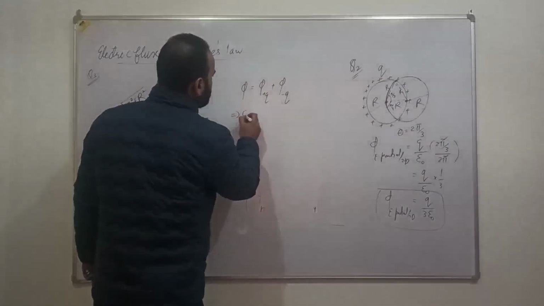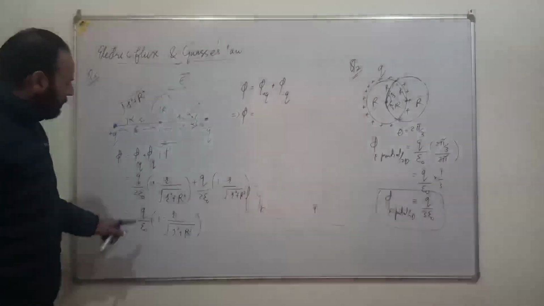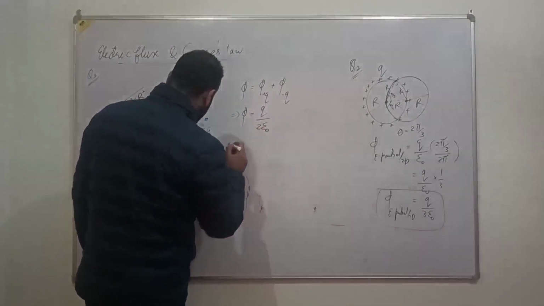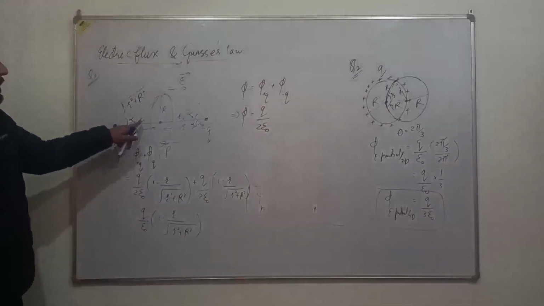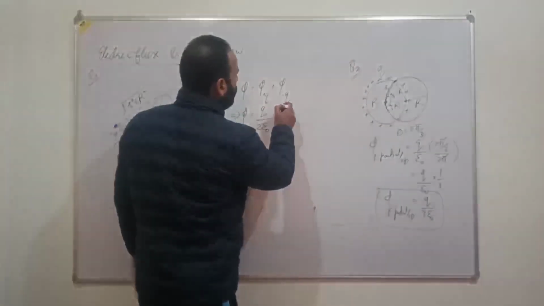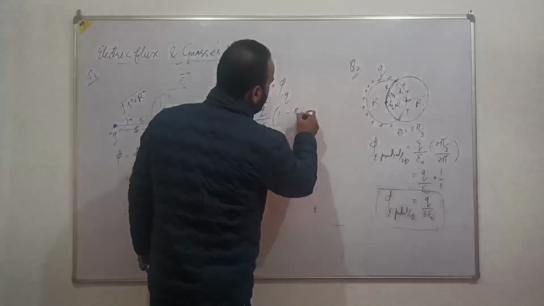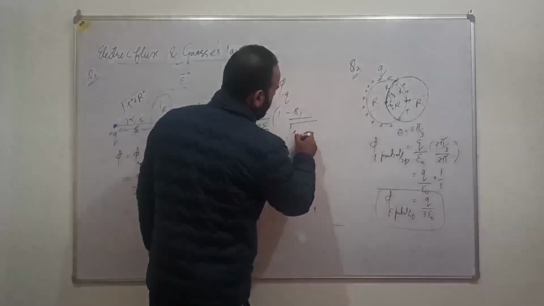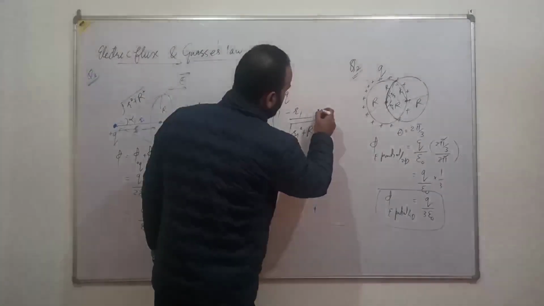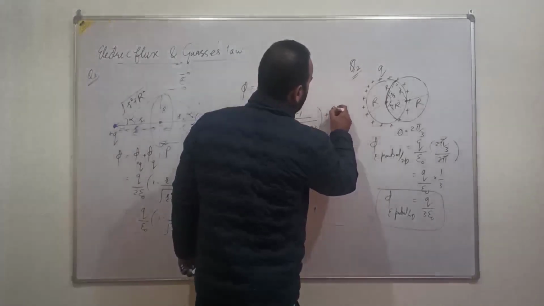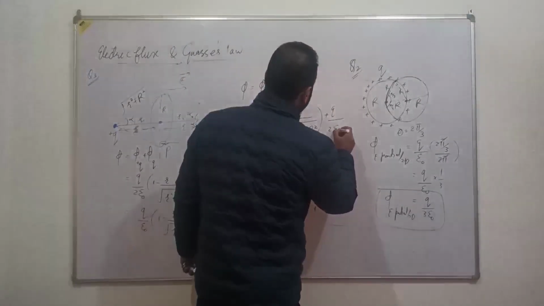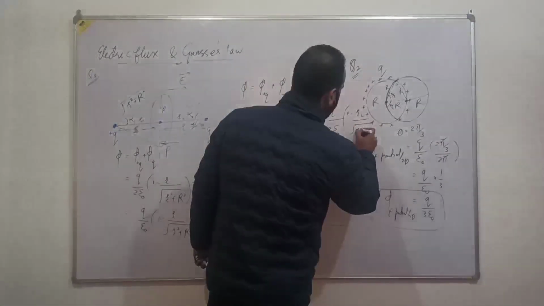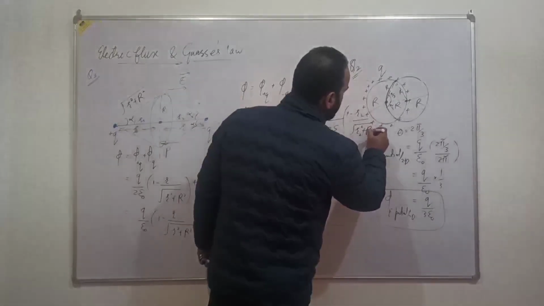So this implies phi is equal to Q divided by 2 epsilon naught, times 1 minus R1 divided by under root of R1 square plus R square, then plus again Q divided by 2 epsilon naught, times 1 minus R2 divided by under root of R2 square plus R square.